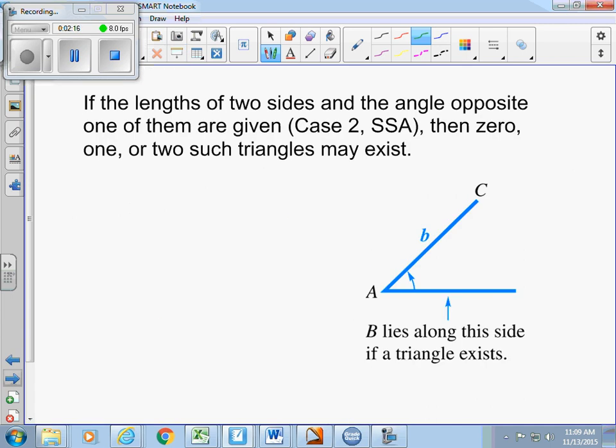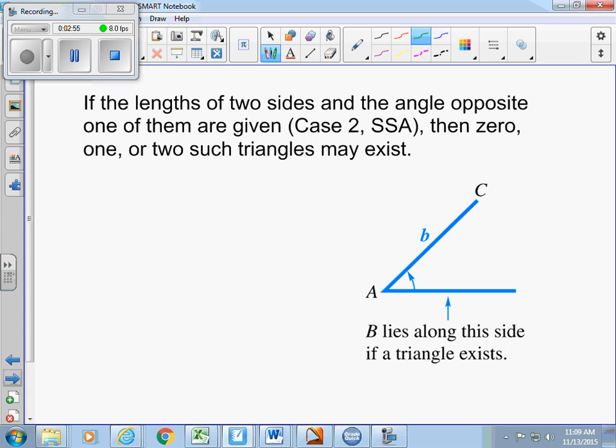Okay, so if the lengths of two sides and an angle opposite one of them are given, so we have a side-side-angle case, the bad one, right? We talked about that yesterday. Then 0, 1, or 2 triangles may exist that fit that case. Obviously, on the bell ringer, it was not a triangle. You can try it all day long, but it's not a triangle. You're not going to find one that has that side angle combination. So those to me are easy because you can try them, but it's not going to work. So you know there's not a triangle there.